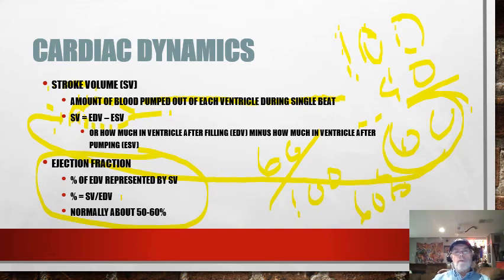Normally that ejection fraction is somewhere between 50 and 60% in normal people. I know with me, with my past myocardial infarction, my ejection fraction is about 30%. It's not really very good, but hey, you live with what you got. So that's a couple other things.